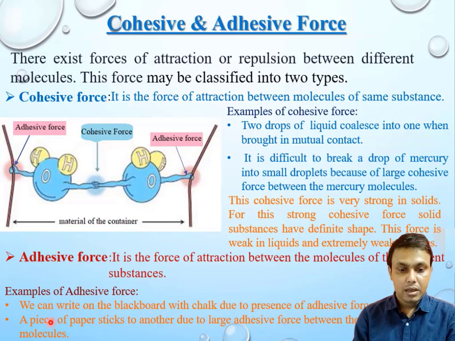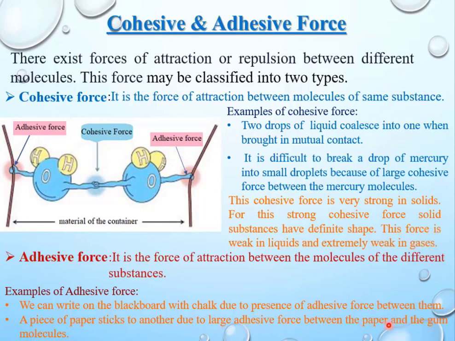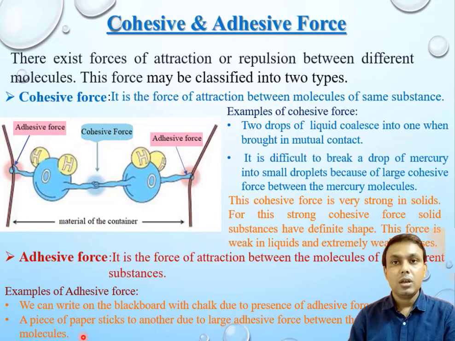Similarly, a piece of paper sticks to another due to large adhesive force between the paper and the gum molecules. অর্থাৎ আমরা যখন গামের সাহায্যে একটি পেপারের সাথে আরেকটি পেপার আটকানোর চেষ্টা করি তখন গামের মলিকুলের সাথে পেপারের মলিকুলের স্ট্রং অ্যাডহেসিভ ফোর্সের জন্যই একটি পেপার অন্য পেপারের সাথে আটকে যায় সহজে.